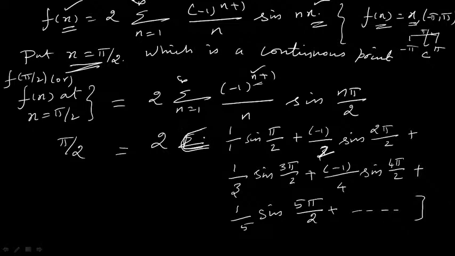So this is the series we have obtained after substituting the values of n equal to 1, 2, 3, etc. So you know the value of sin n pi by 2. What is the value of sin pi by 2? The value of sin pi by 2 is plus 1. Next, sin 2 pi by 2 is nothing but sin pi. The value of sin pi is 0. Next, sin 3 pi by 2, that is sin 270. The value of sin 3 pi by 2 is minus 1. Next, sin 4 pi by 2 is nothing but sin 2 pi.